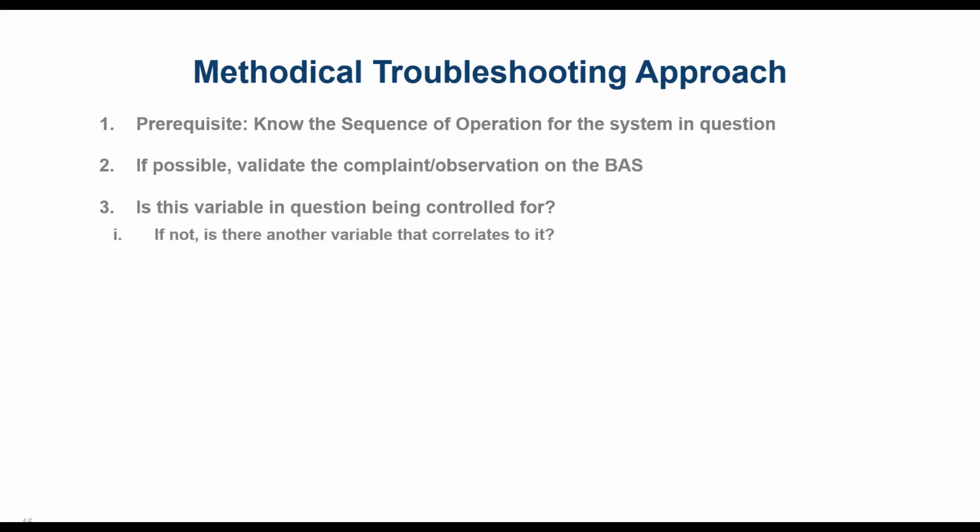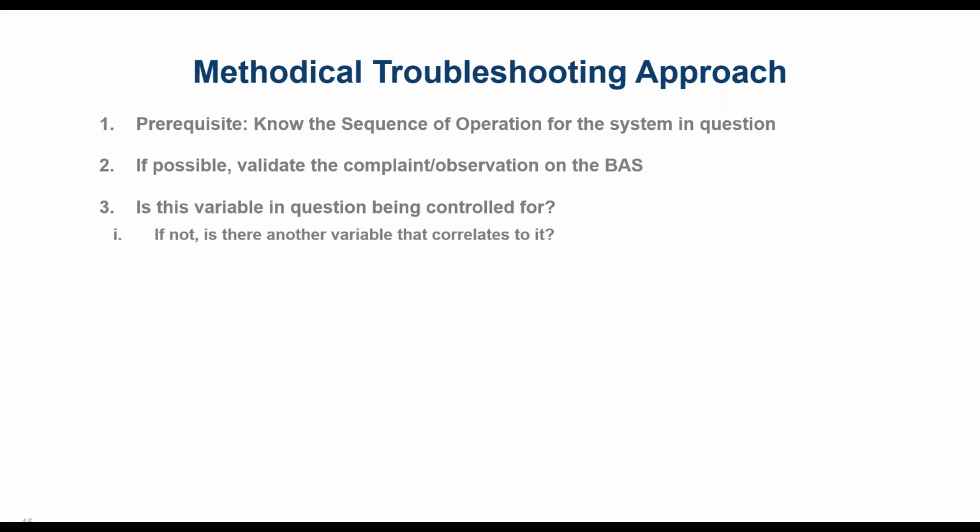Step 3 would be, ask yourself this question: is the variable in question being controlled for? So for instance, if we have a cold complaint coming from a space, the variable in question would be the room temperature. Do we actually have a thermostat? Are we actually controlling for the temperature in that specific space? Or is the thermostat actually located in an adjacent space? And that particular office in question is actually not being controlled for directly.